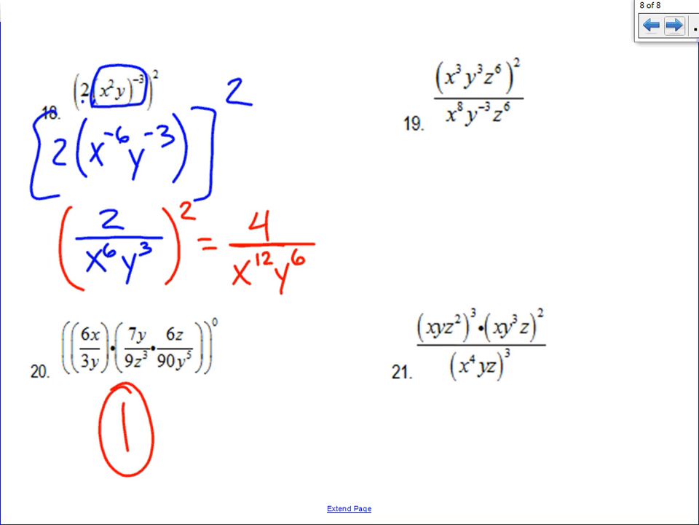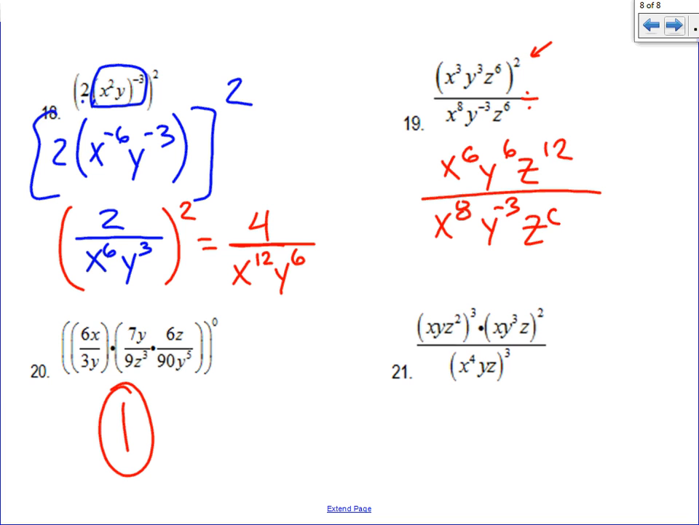Problem 19, I have to do the numerator first because I have an exponent which has to come before this fraction, which is division. So the numerator becomes x to the 6th, y to the 6th, z to the 12th. Denominator becomes x to the 8th, y to the negative 3rd, z to the 6th. So remember, I'm thinking about these completely independently. I'm thinking about the x's, the y's, and then the z's, not all together.